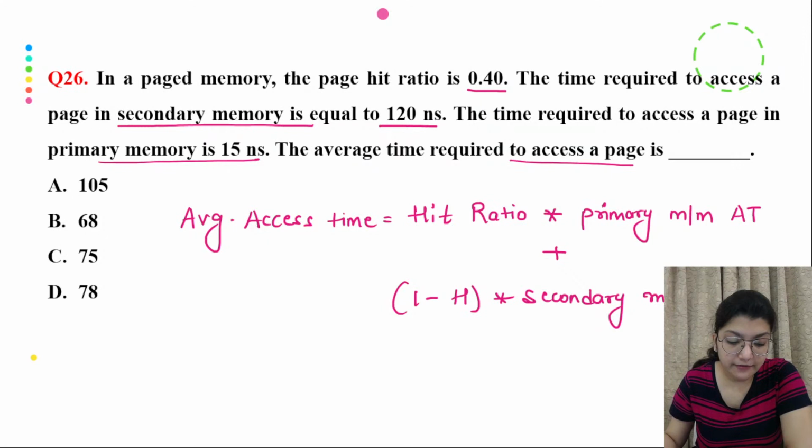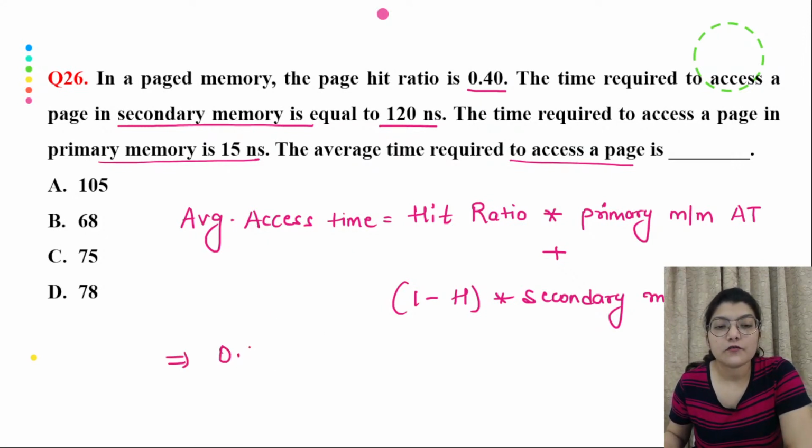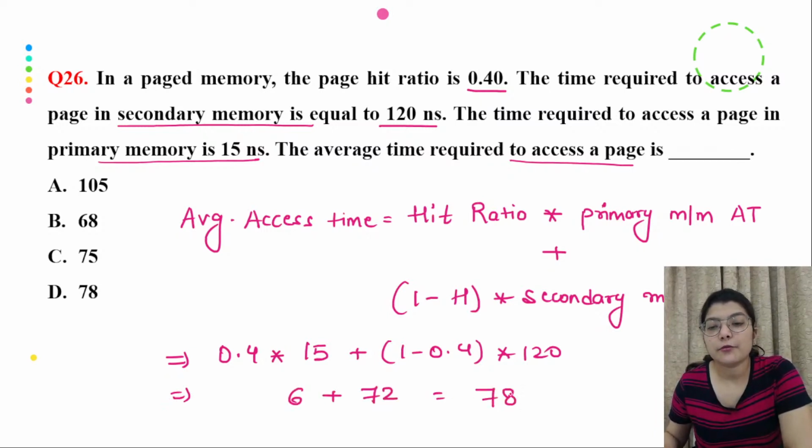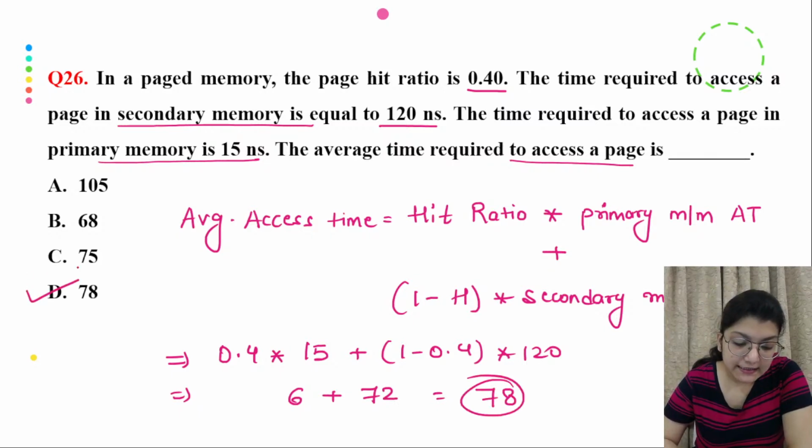Simple formula. So hit ratio is 0.4, so 0.4 multiplied by 15 plus 1 minus 0.4 multiplied by 120. When you solve this, the first term turns out to be 6 and the second turns out to be 72. So the answer comes out to be 78. So the correct answer is option D, that is 78.